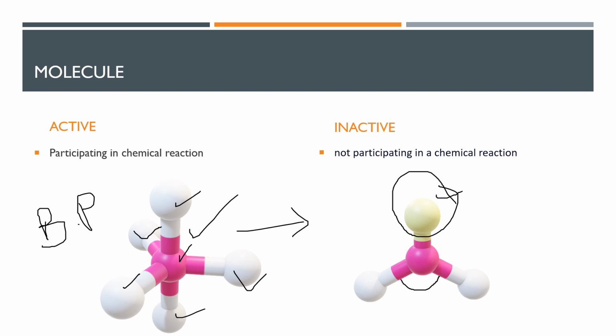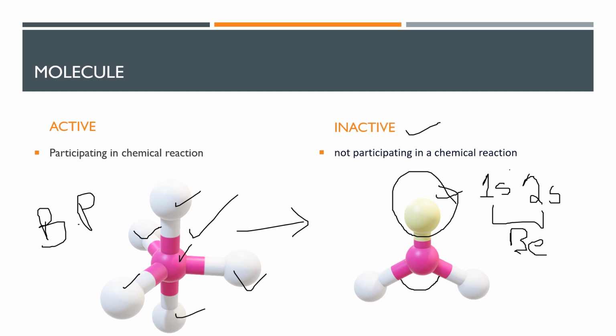But what will be the inactive set? Inactive sets are those, according to electronic configuration. Just suppose the electronic configuration of helium. Let's take helium. Okay, not helium. This is the electronic configuration of beryllium.